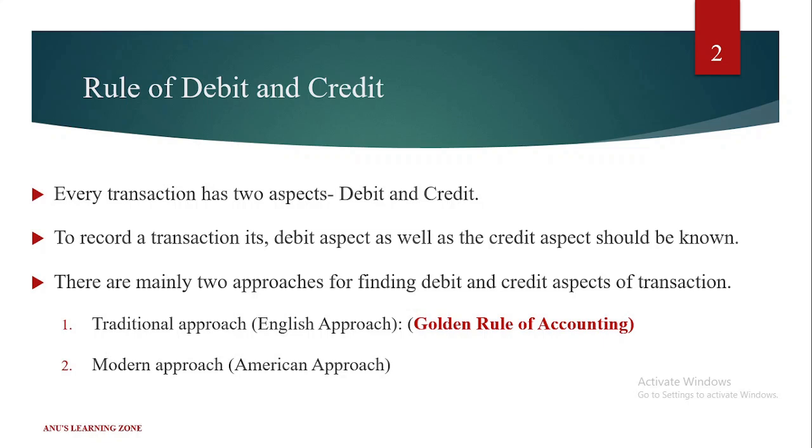Okay, so in order to identify that, we need to follow some rules, and these rules are based on some approaches. Basically, there are two approaches that explain the rule of debit and credit. The first one is the traditional approach, which is also known as the golden rule of accounting, and the second approach is the modern approach. So let's see the rule of debit and credit related to the traditional approach.